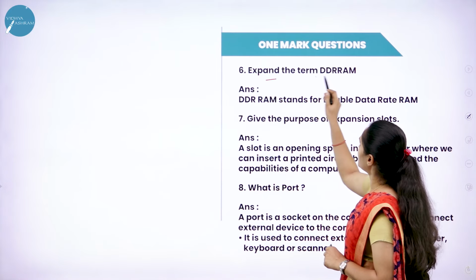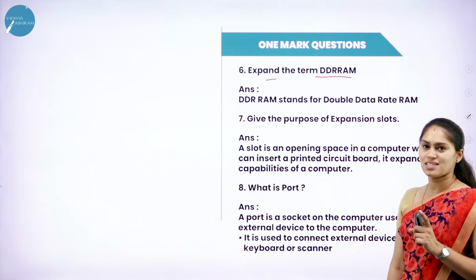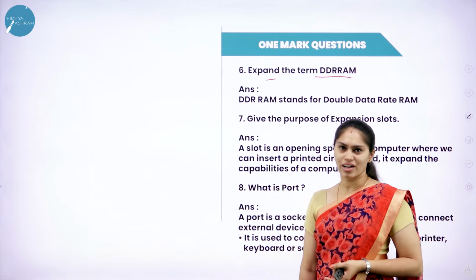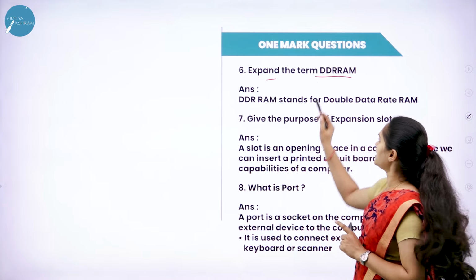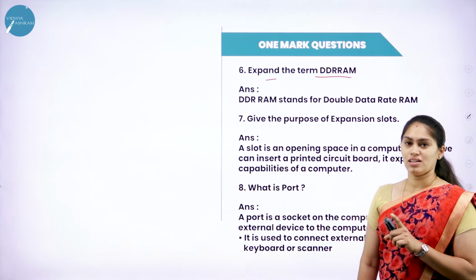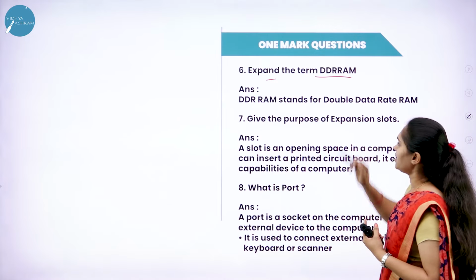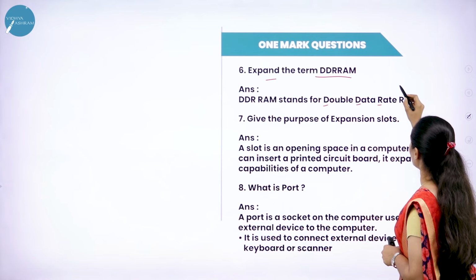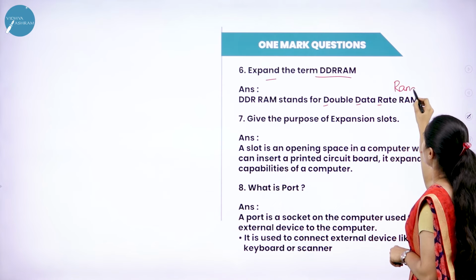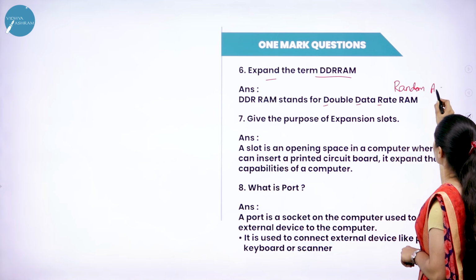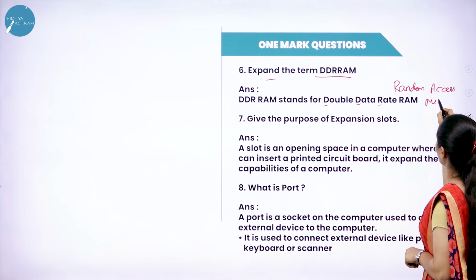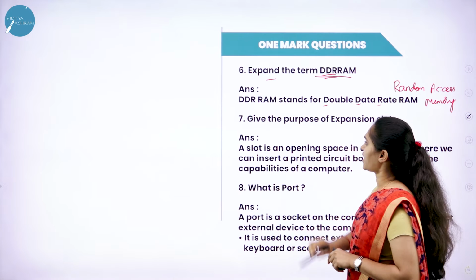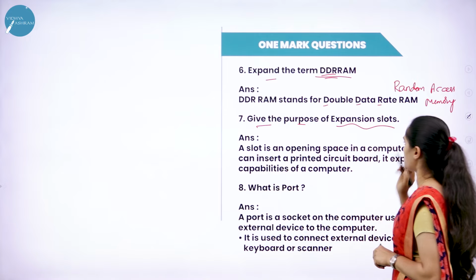Next, expand the term DDR-RAM. What is this DDR-RAM? And I wanted to give you one more tip. When you are writing an acronym or an expansion, the first letter of each word should be in capital. So when you are writing the answer, it should be in capital. So what is this DDR-RAM? Double data rate RAM, and RAM is random access memory. So this is the expansion of DDR-RAM. Also, give the purpose of an expansion slot.